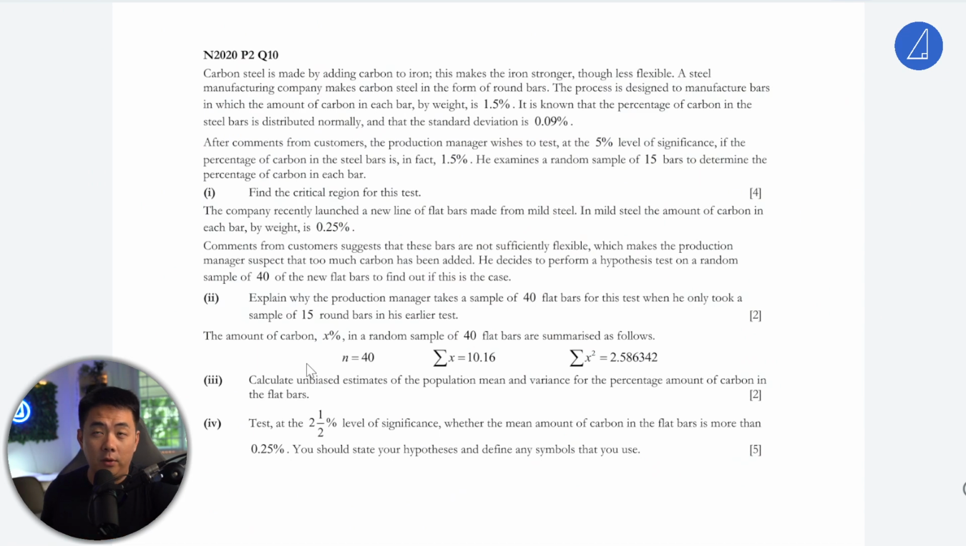Hi students, let's look at this question which is on hypothesis testing. Let's see how we can do this proficiently. This question was taken from 2020 Paper 2, Question 10 of the H2 Math paper.